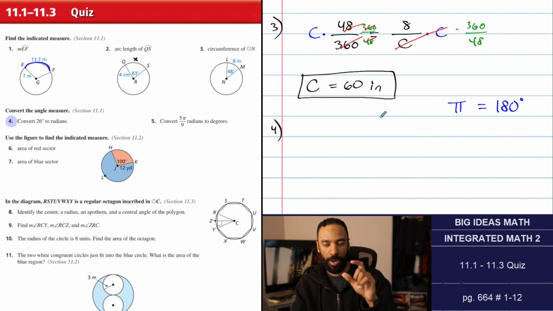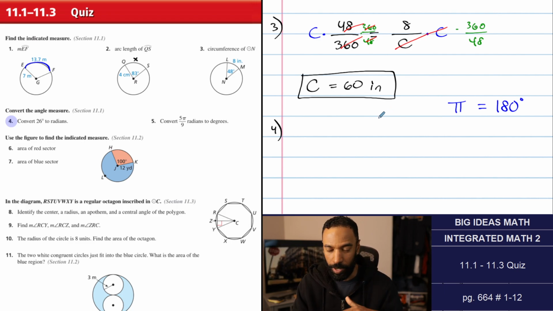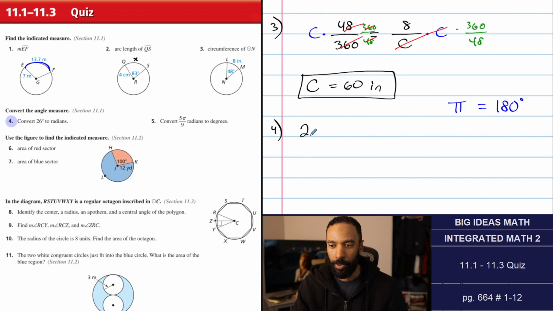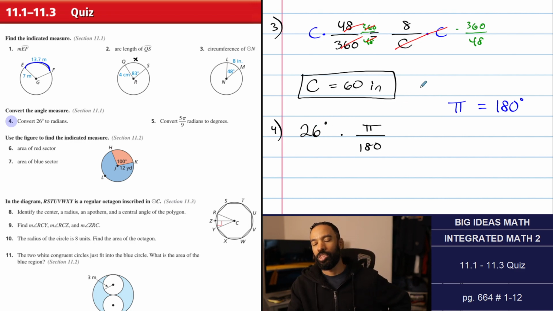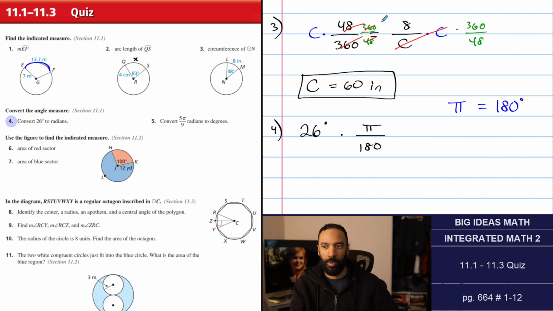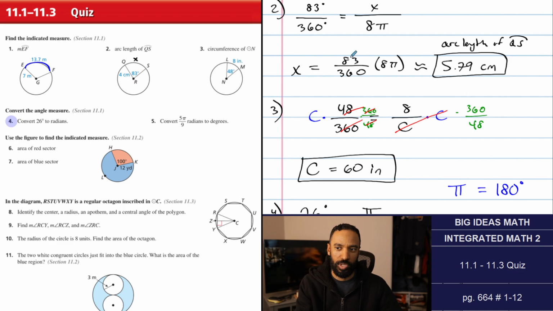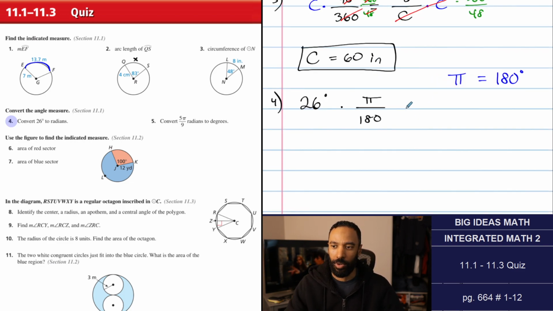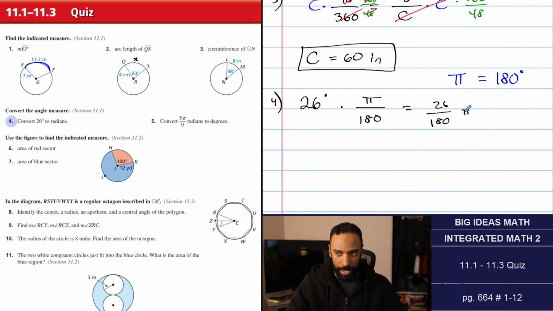And you can multiply by a ratio to do that, or literally turn pi into 180 or 180 into pi. So when we convert 26 degrees to radians, I'm going to take 26 degrees and multiply this by pi over 180. The way that I do it is almost the same way that you're seeing in this proportion stuff. Remember when we took 83 3/60ths of 8 pi? Here I'm going to be taking 26/180ths of pi.